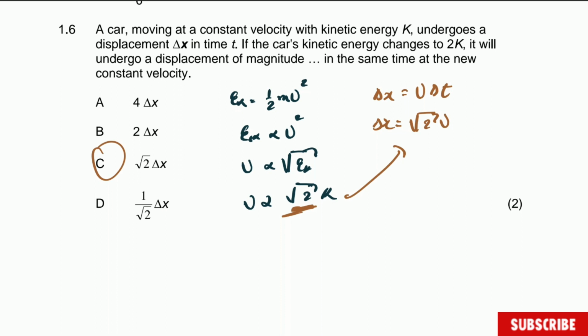Is the square root of 2. I hope it is clear. This is not that bad. It's a grade 10 question, but it's a little bit confusing, guys. Okay. So let's go to question 1.7.